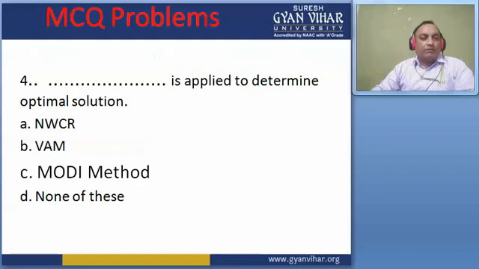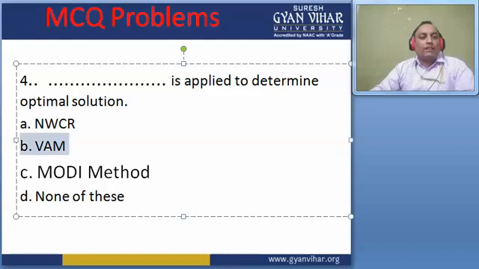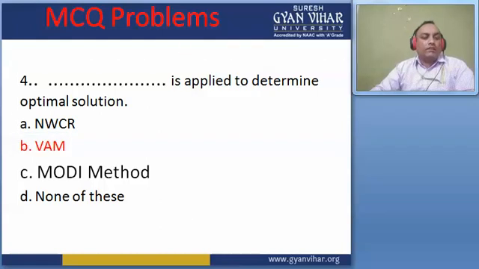And then let's move to the next question, question number 4. This question is about what is applied to determine the optimal solution. So this is for the optimal solution. We apply the WAM method, right? The correct answer for this question is WAM. So let's move to the next question, number 5.